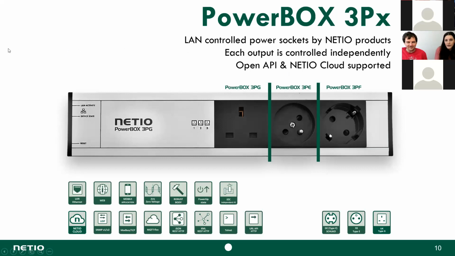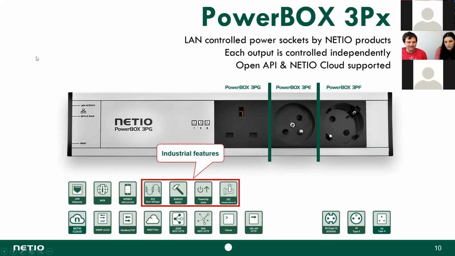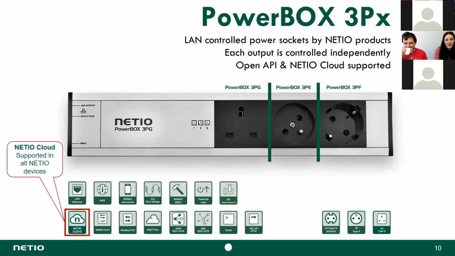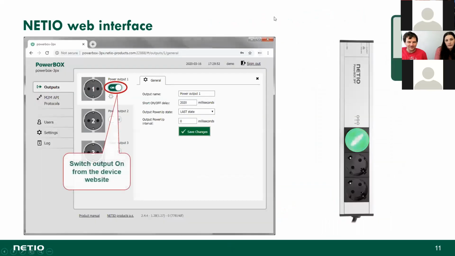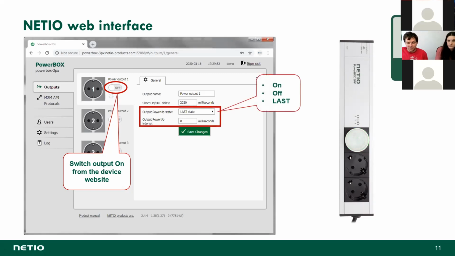So this is how it looks. There is your PowerBox 3PG with British output. It is aluminium. It's not a plastic one. So it has everything as shown here in the boxes. What is interesting? Yeah, there's a simple web interface again where you can control on and off on each output. Simply like that. On every output, you can define the state when you switch on the power.